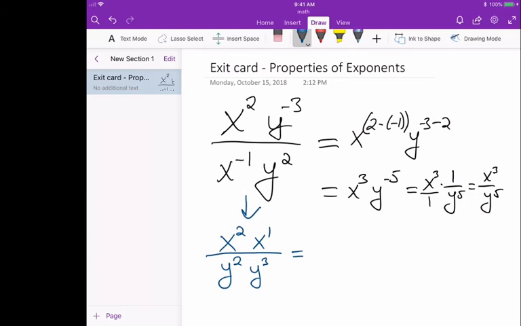So x squared times x to the first, so that's x to the 2 plus 1, and y squared and y to the third becomes y to the 2 plus 3. And then you add your exponents, you get x cubed divided by y to the fifth. Same answer, just a different way of getting there. So this is just two ways that you could think through how to simplify this problem, and we'll do more practice with this in the next class.